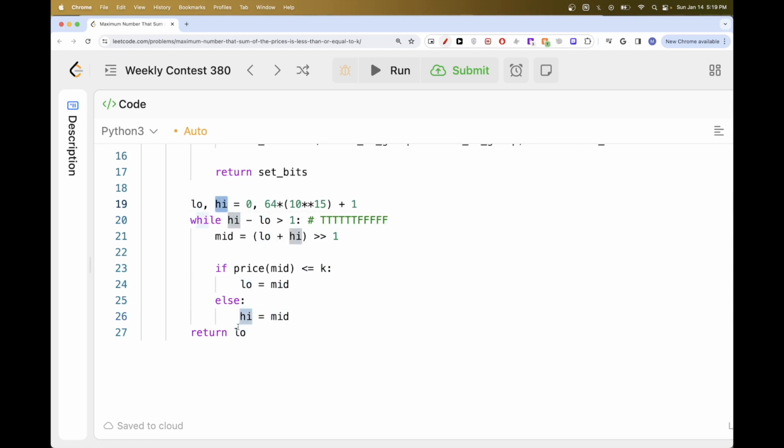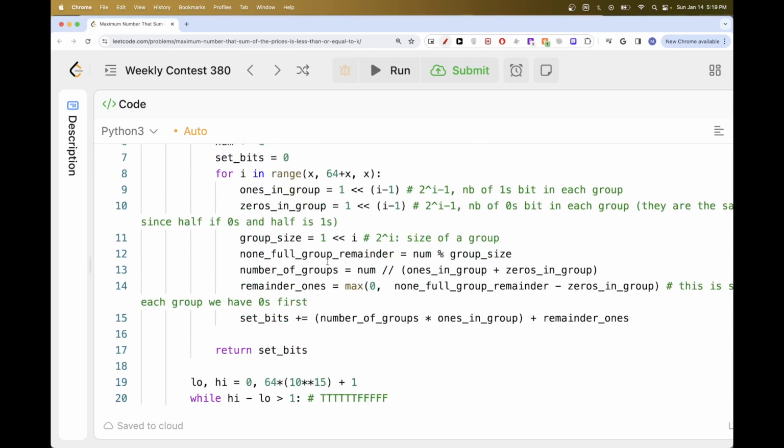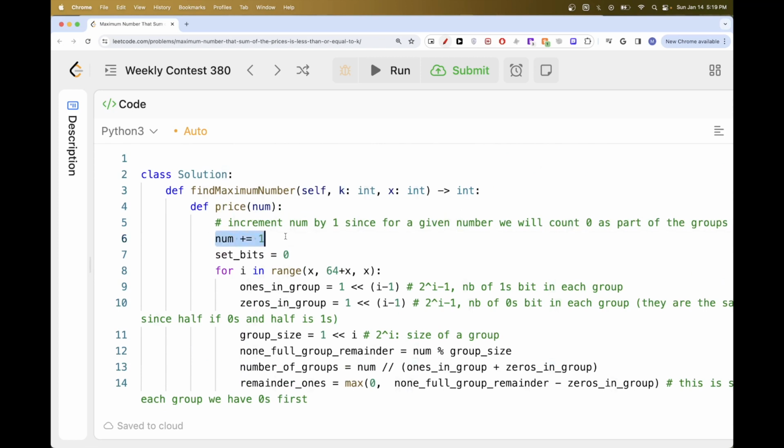And then at the end we return low, because according to this condition, low is here and high is here, so we are at the last true. Which means we are at the biggest number where the sum of prices is smaller or equal to K, right? So now let's see the implementation of price. So first we increment by 1. Remember, this is what I showed in the overview, because we include 0 in the binary.